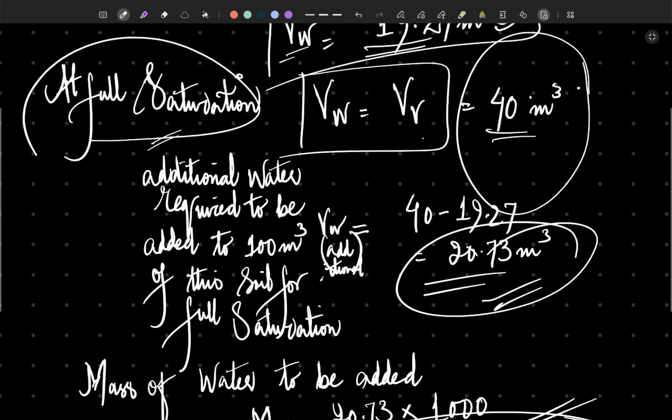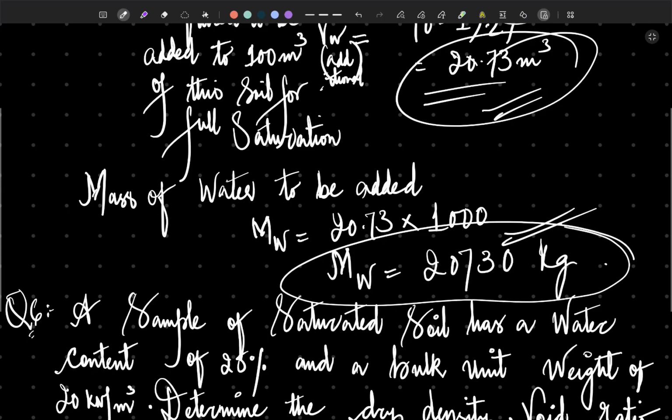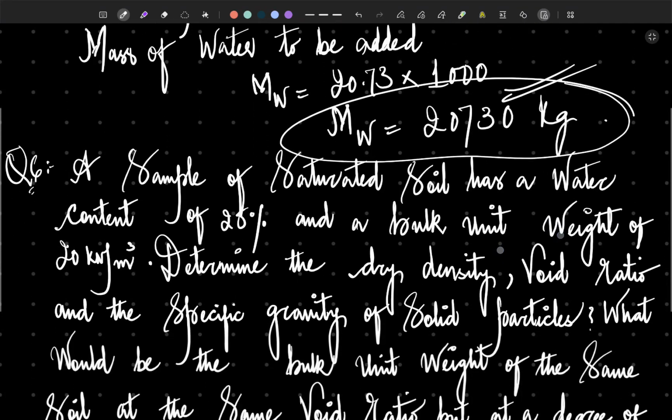But the question was asking us to report the answer in terms of mass. So we multiplied by the density of water, which is 1000 kilograms per cubic meter, and the mass of the water to be added to 100 cubic meters of this soil, so that it arrives at its full saturation stage, came out to be 20730 kilograms. All right, moving on to the next one.